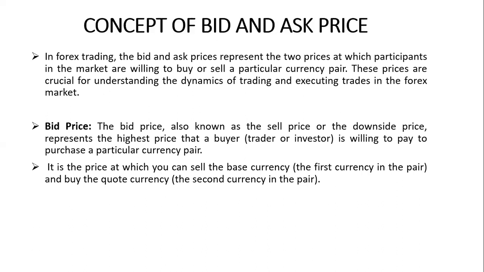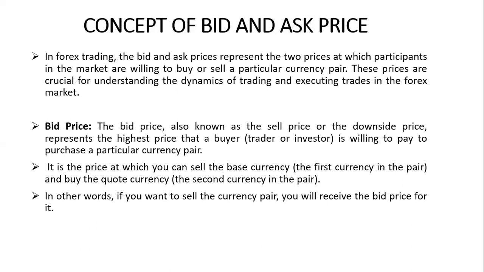Now, it is the price at which you can sell the base currency, that's the first currency in the pair, and buy the quote currency, the second currency in the pair. Remember, we looked at what the base currency and the quote currency are in the previous videos. If you don't understand that, please go back and watch that video. In other words, if you want to sell the currency pair, you will receive the bid price for it.